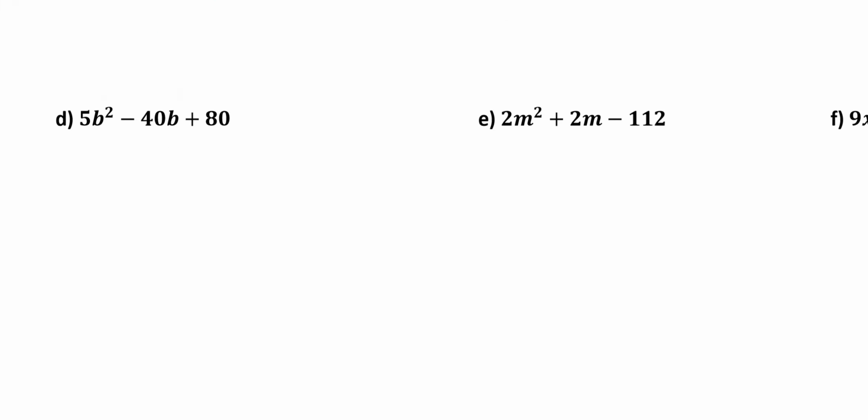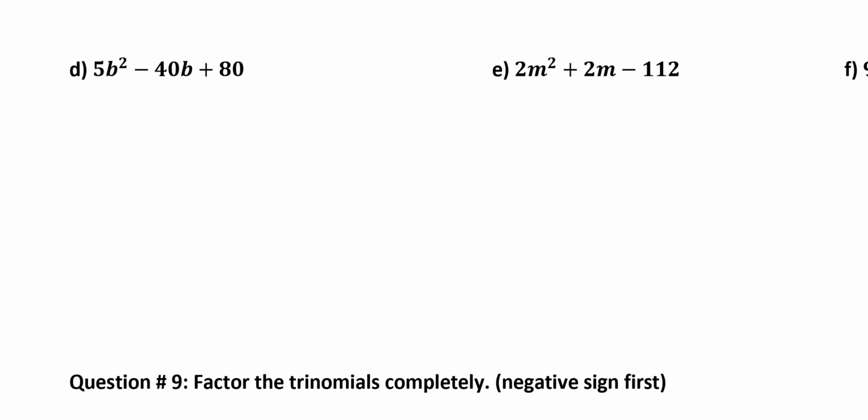Okay, let's move on to the next question, which is letter D. For letter D, I will look at the 5, the 40, and the 80, and I notice that the biggest number that I can factor out from all three of those numbers at the same time is the number 5, and that's my GCF.